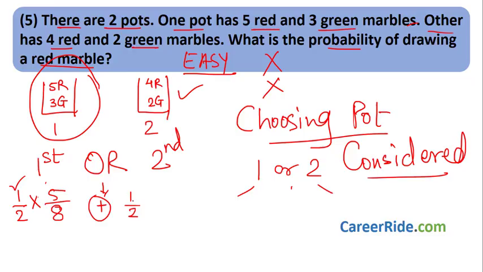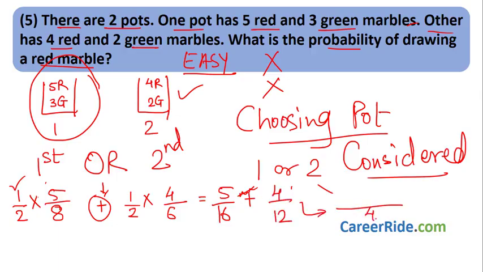After choosing the second pot, we choose the red marble from the second pot. How many red marbles are there? 4, divided by total marbles, 4 plus 2 is 6. Now solve it. What do you get? You will get 1/2 times 5/8 plus 1/2 times 4/6, which is 5/16 plus 4/12. The LCM is 48. 5 3s are 15 plus 4 4s are 16. That would be 31 upon 48, the probability of drawing a red marble.